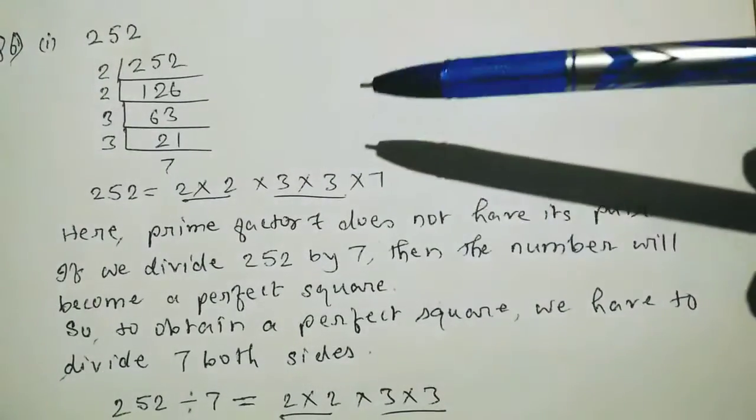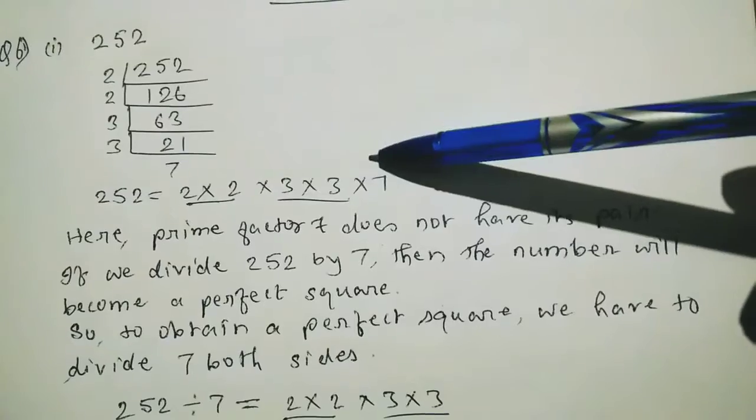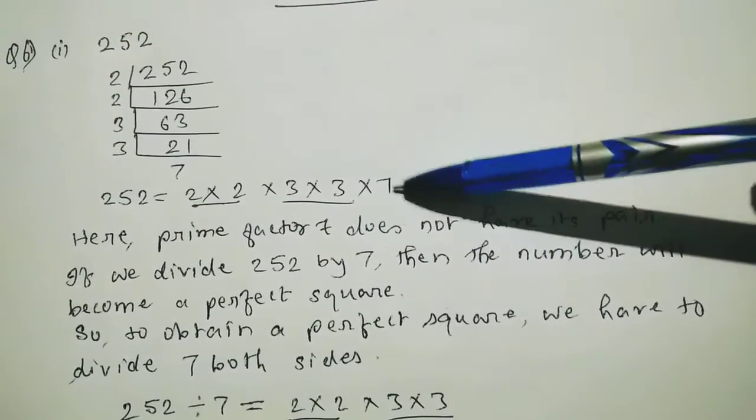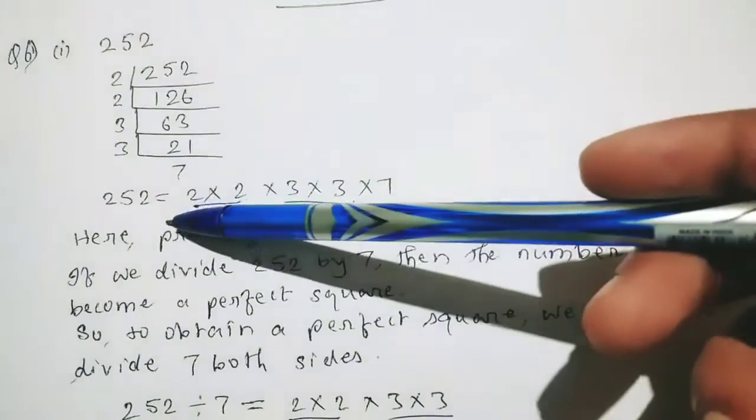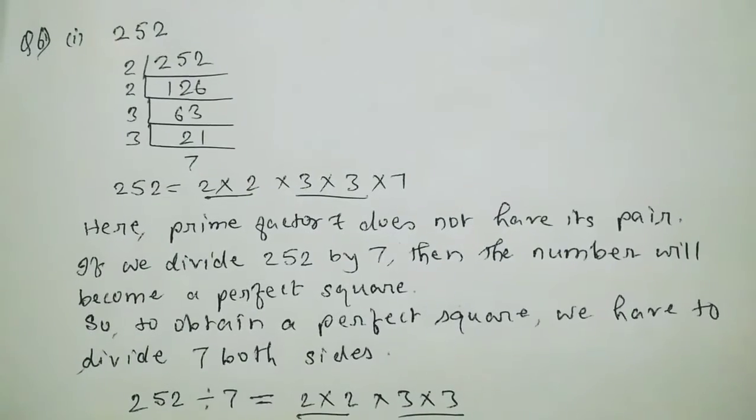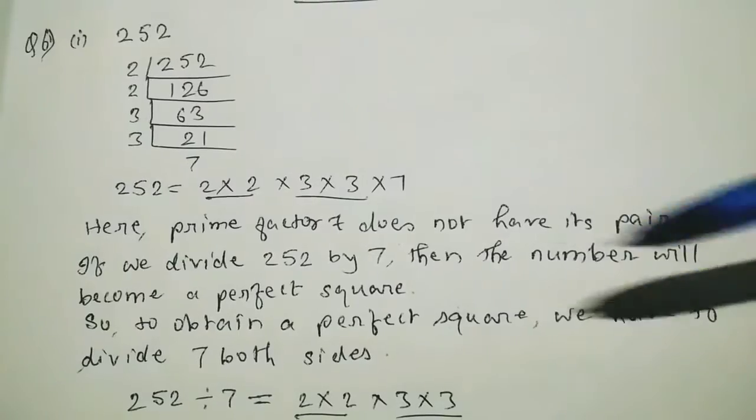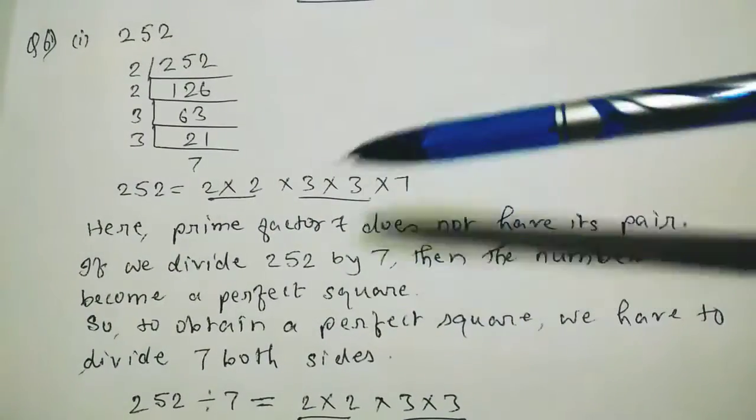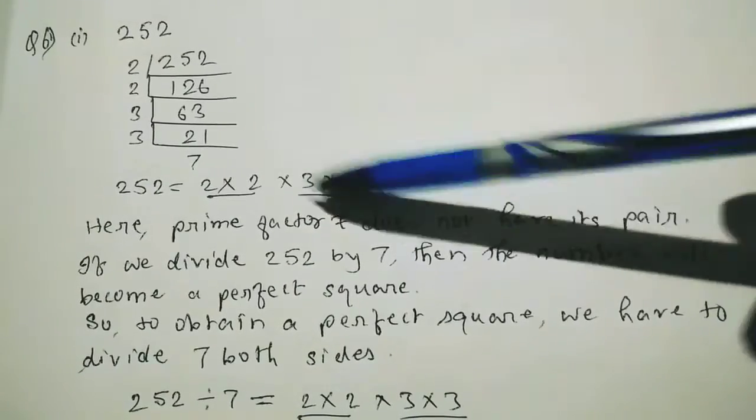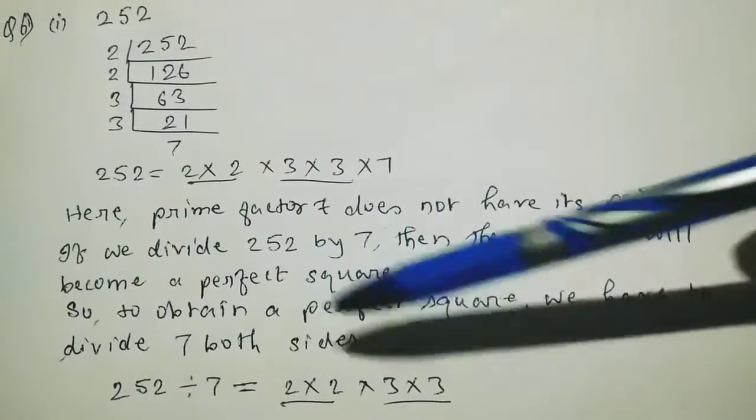To become a perfect square there should always be a pair of numbers. Here one extra 7 is there. To remove this 7 we have to divide by 7. So here also divide and this side also divide. You know that you have to do the division on both sides, like we did with multiplication. So if we divide 252 by 7, then the number will become a perfect square. Understood? Why do we divide by 7? Because it does not have a pair. If we remove this 7, it will become a perfect square.